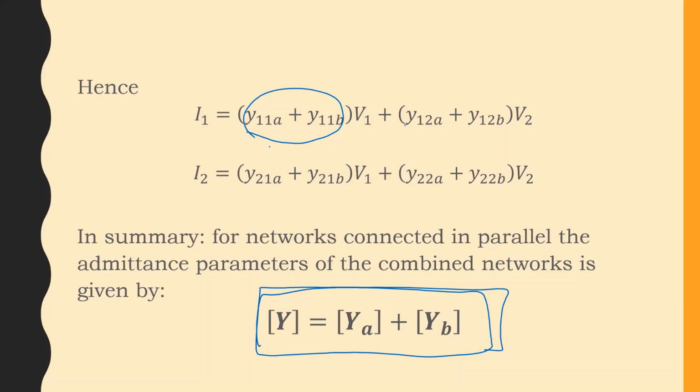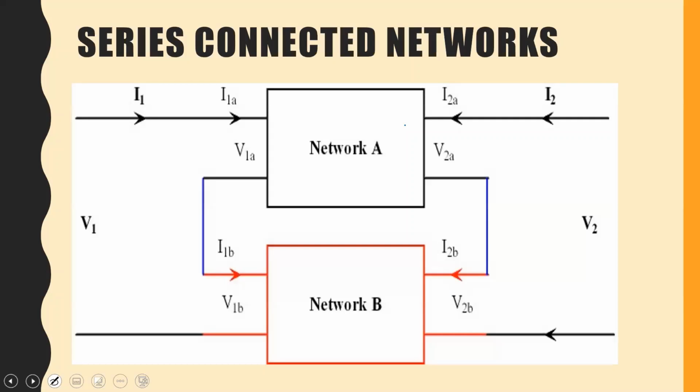Again, we go back to the basic definition. The current leaving one component is the same current entering the other. So if they are in series, current leaving one is the current entering the other. So let us put the same two networks, networks A and B, in series. So draw this one, please.